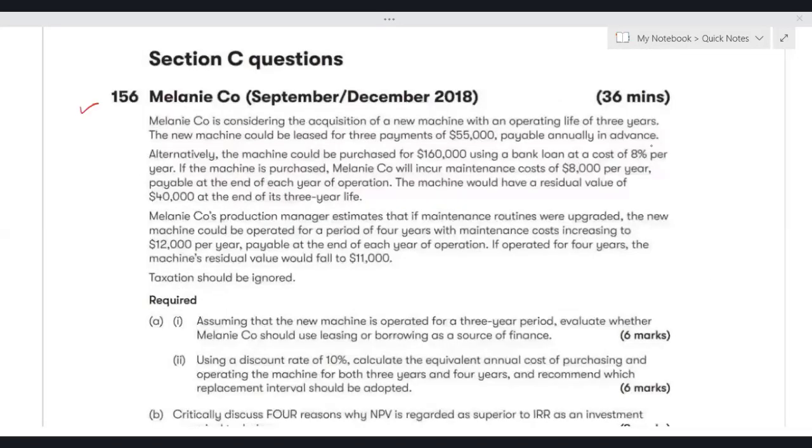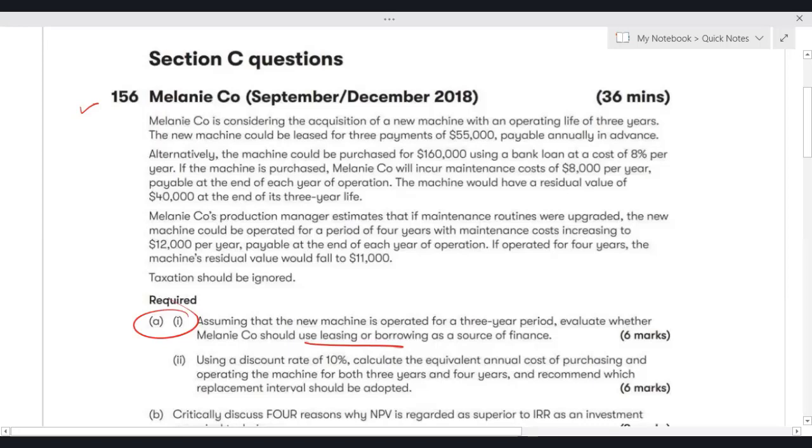The first one, Malini. Because Malini is on the topic which we have just discussed. Assuming that the new machine is operated for 3-year period, evaluate whether Malini should use leasing or borrowing. So actually A1 we need to discuss, not the Barida. That is on another topic, which I think we have to discuss. So far we have not discussed annual equivalent cost.